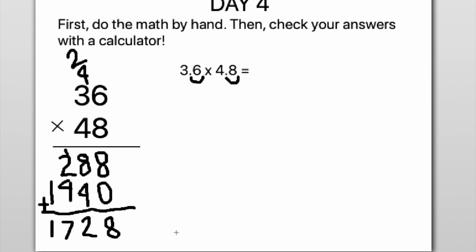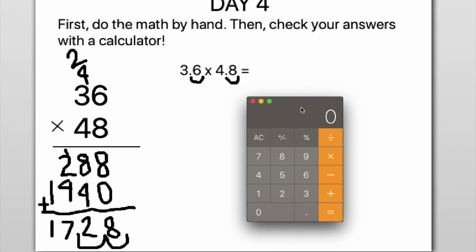Now our answer is not 1,728. We have to now add back in our decimal. We moved it to the right 2 times, so we need to bring it back in 2 times. 1 place, 2 place. So our answer should be 17.28. We're going to check our answer. 3.6 times 4.8 equals 17.28.